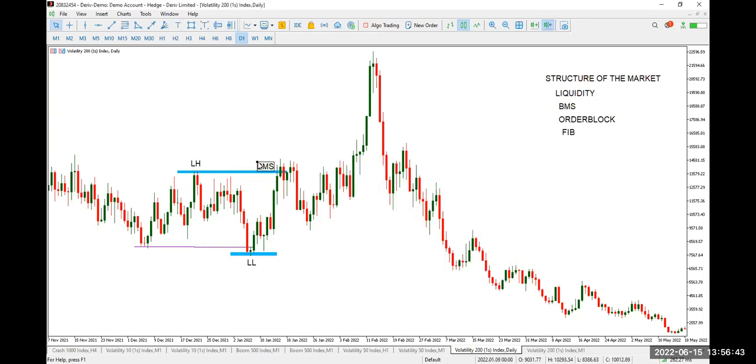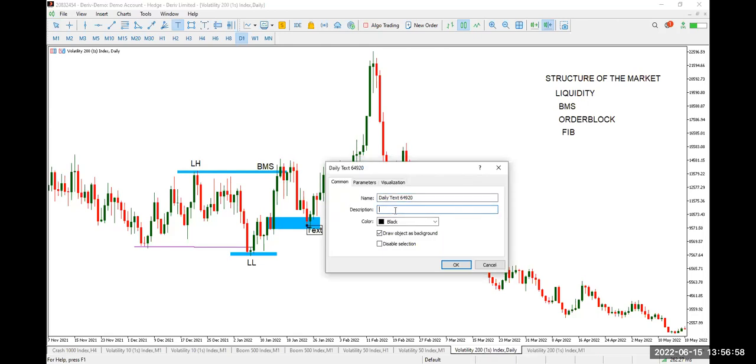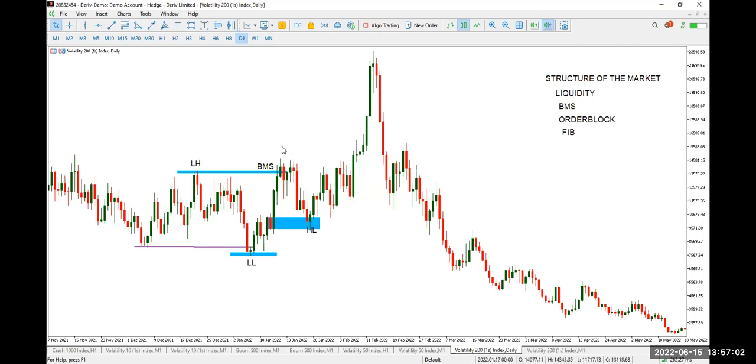From this BMS, the market retraced back and gave us a higher low from this order block here. So we now have a higher low and a higher high. We have a higher low here. And we also have a higher high here. Look at it, break of structure here. This is a higher high. This place is a break of structure.